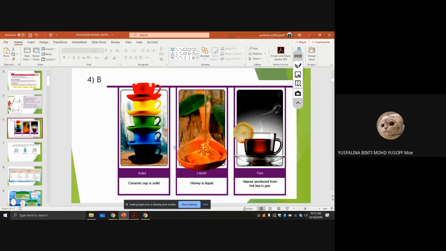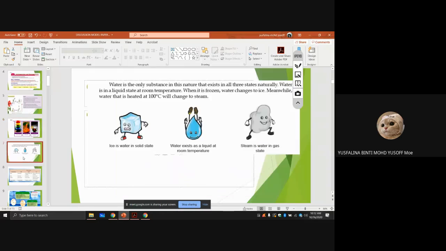So this is solid, liquid, and gas. Water is the only substance in nature that exists in all three states naturally. Water is in a liquid state at room temperature. When it is frozen, water changes to ice. Meanwhile, water that is heated at 100 degrees Celsius will change to steam.